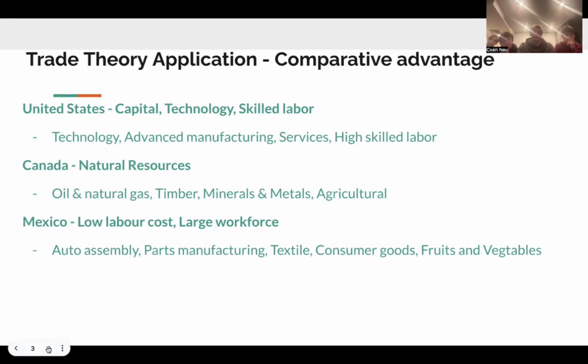For Canada, they have a lot of natural resources, so they use those from their oil, their natural gas, their timber, minerals and metals, and agriculture. And then lastly, Mexico focuses on their low labor costs and their large workforce. So they focus on auto assembly, parts manufacturing, textiles, consumer goods, and fruits and vegetables. One example of this is car production. The materials might come from Canada, parts are made in Mexico, and then finally the assembly happens in the US. This shows how all three countries rely on each other and specialize based on their advantages.